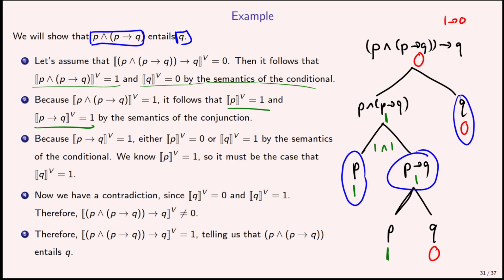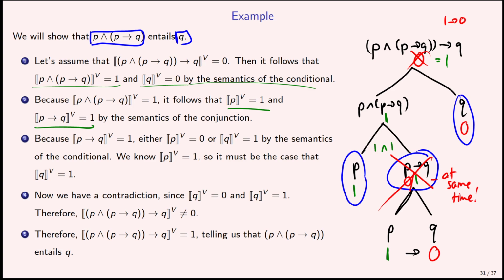P arrow Q is supposed to be true, but we find here that P arrow Q is false because we have 1 arrow 0. So this is simultaneously 0 and 1 at the same time. This is impossible. We cannot have that happen. Therefore, our assumption is incorrect, and actually P and P arrow Q has to be true in every single row.